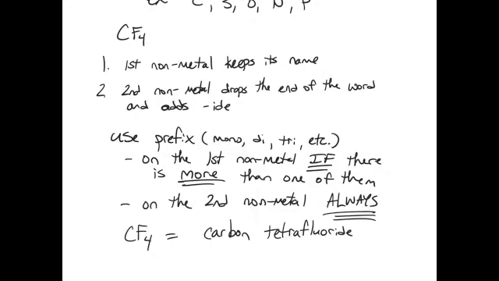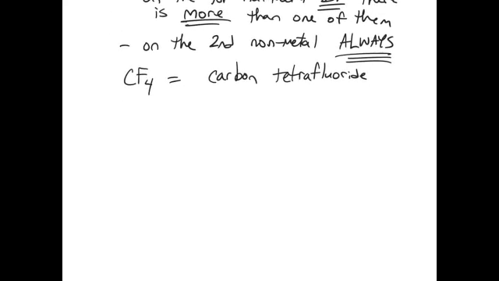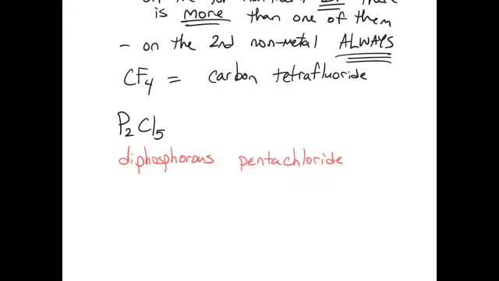Now let's do an example where the first element is more than one so you can see when you would use a prefix. Here's my example. P2Cl5. I'm looking at two nonmetals here. You've got phosphorus and chlorine. Now since there's more than one phosphorus, we will use a prefix on this first element. It is diphosphorus. And the second element is chlorine, and since there are 5 of them, we say pentachloride. So as you can see, we use prefixes for both the first element, since there's more than one, and the second element always. In this case, diphosphorus pentachloride.